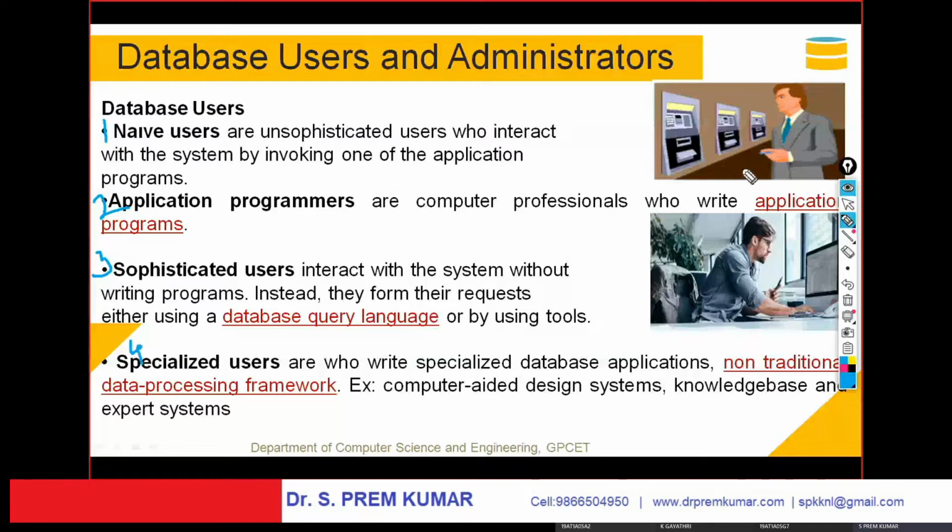The persons who work with the database are called database users. Once again, I repeat: those who make use of the database are called database users. We store a lot of data into the hard disk, which is a magnetic media. When we dump a lot of data into the magnetic media, that data is used by multiple users, and users can be categorized as naive users, application programmers, sophisticated users, and the fourth one, specialized users.